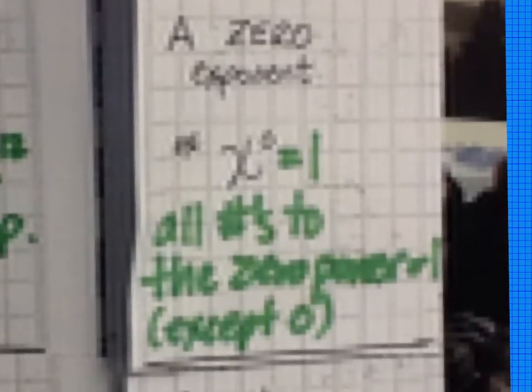And then we just talked a little about a 0 exponent, but all numbers to the 0 power equal 1. The whole thing becomes 1, except 0, because 0 is a weirdo. No offense, 0.